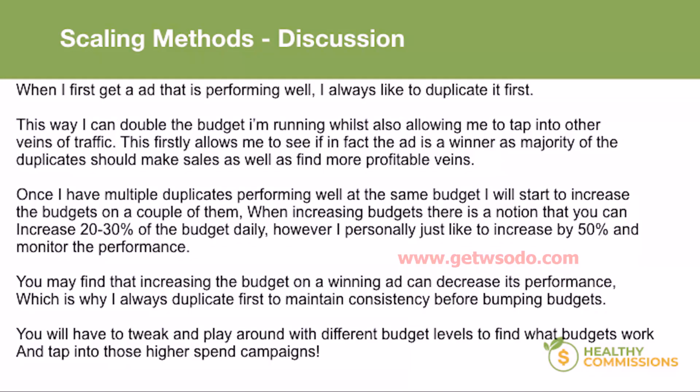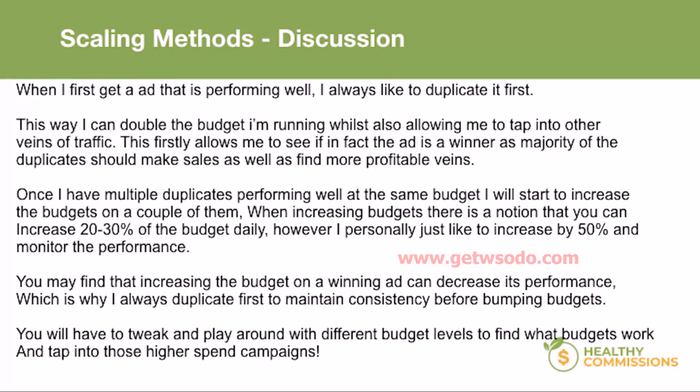When you're running your ads, you'll have to tweak and play around with some different budget levels to find out what budgets work and tap into those higher spending campaigns. For example, you might be launching ad sets at, let's say, $20 a day, right? You've found your winners, you've split tested different dynamic creatives, you've split tested different audiences, and you've found the combos that have matched. If you have 3 or 4 of them running and they're all performing pretty decently, and you start increasing the spend on a couple of them, and let's say you double the spend to like $40 and it's performing well, that's great. You can even duplicate them further. You can duplicate them at the actual higher spend.